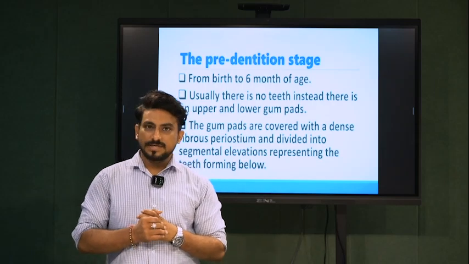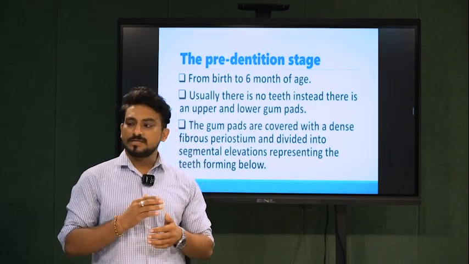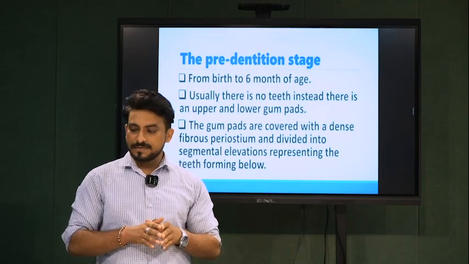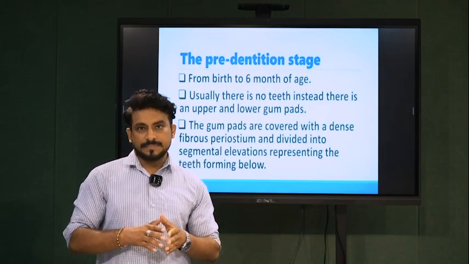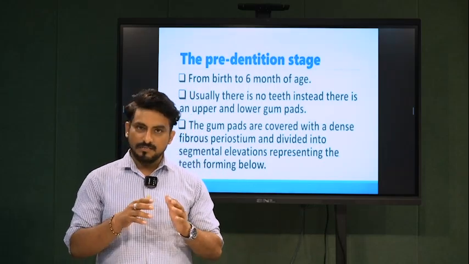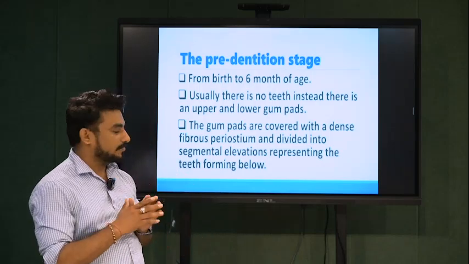The pre-dentition stage is from birth to the 6th month of age. Usually there are no teeth, but the upper and lower gum pads are always present. What is a gum pad? Gum pads are covered with dense fibrous connective tissue divided into segmental elevations representing the teeth forming below.